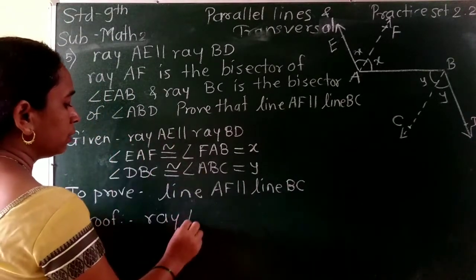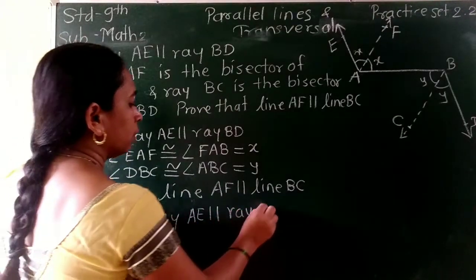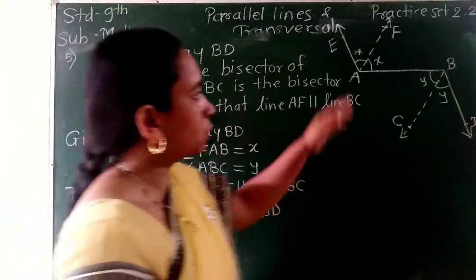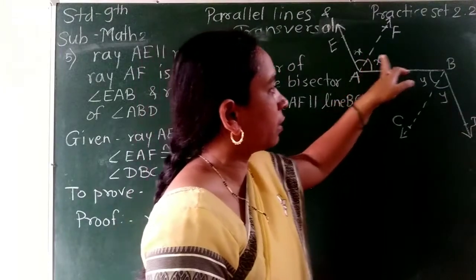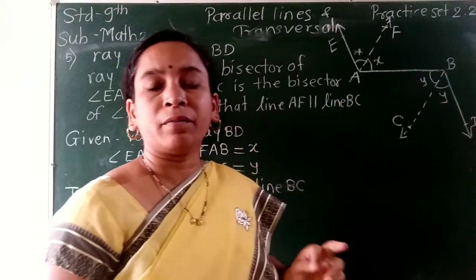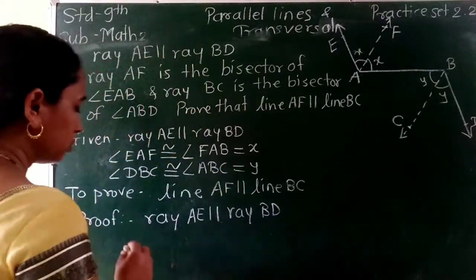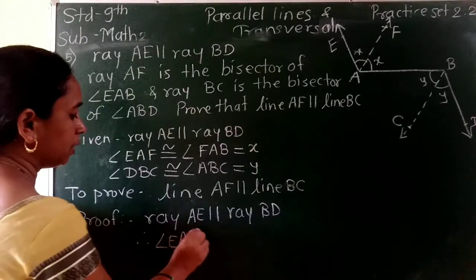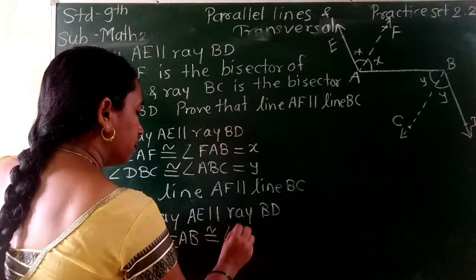Ray AE is parallel with ray BD. If these two rays are parallel with each other, then these angles would be congruent, which are nothing but the alternate angles. So therefore, angle EAB is congruent with angle ABD.